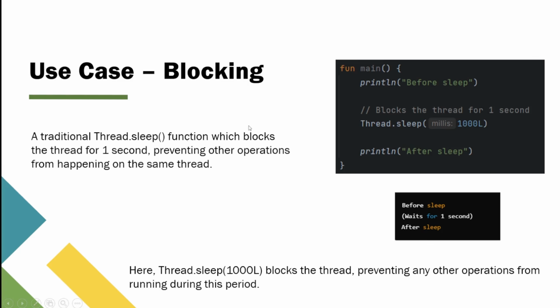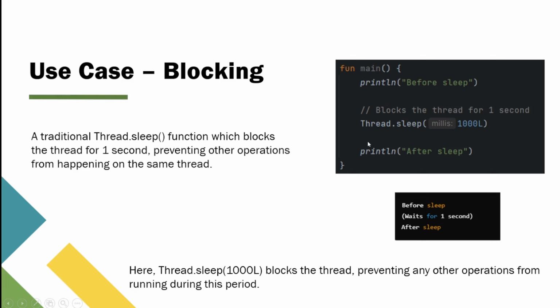So the example would be, assuming there are 3 lines again, print L, which prints before sleep, then it blocks the thread for 1 second and then it prints something. So the output would be before sleep, and if it waits for 1 second, if you see this, and then after sleep. So that's how it happened, right? It did not allow to print the third line and then executed this one.